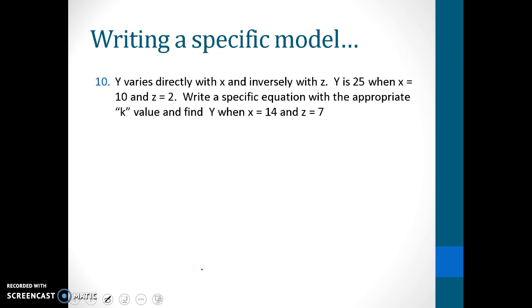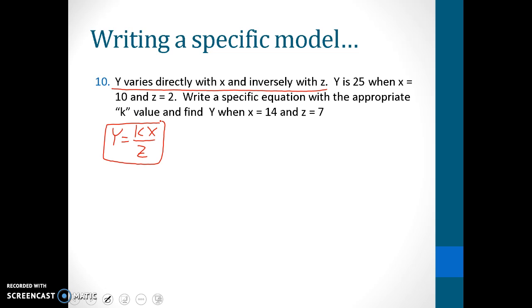Well, let's get to a situation here so that we can write an equation. Here we have what we started with in the last 2 or 3 questions. Y varies directly with x. So I'm going to start with y. I'm going to have a K value. And it varies directly with x and inversely with z. And so that's what our equation is going to look like, but we don't know what the K value is yet.